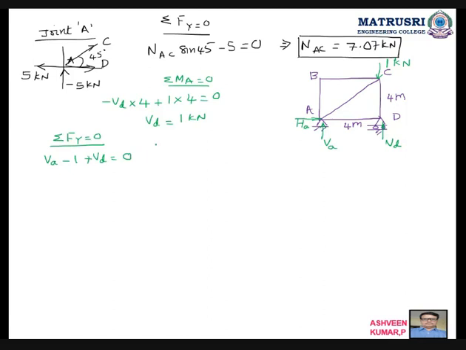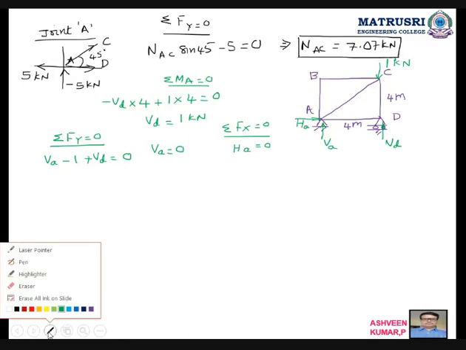Okay. So what will we get here? VD is equal to 1. Here we got minus, so VA is equal to 0, because VD is 1, so the 1 cancels. VA is equal to 0. Similarly go for sigma F of x is equal to 0. So no horizontal load. Therefore HA is equal to 0. Then one by one we will go. Joint B, joint D. Same thing how I have taken there. In the same way I'll go here.